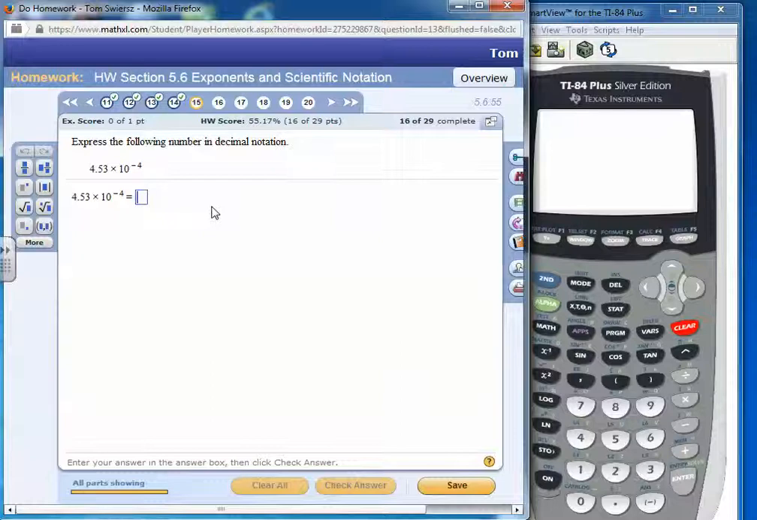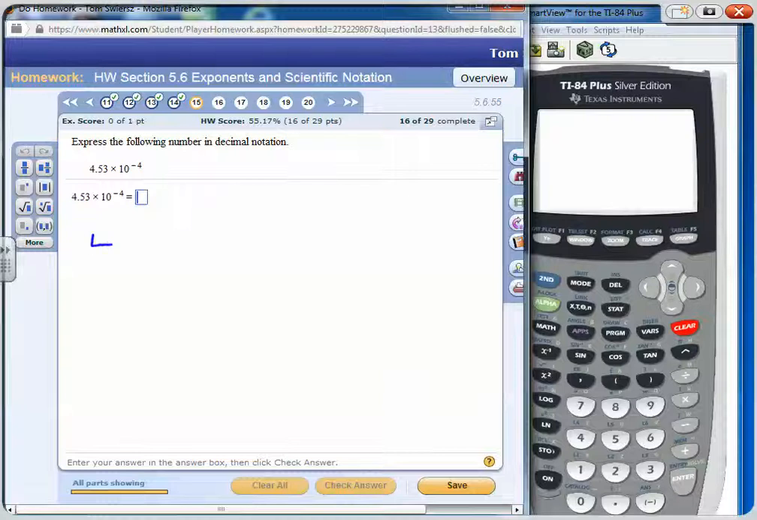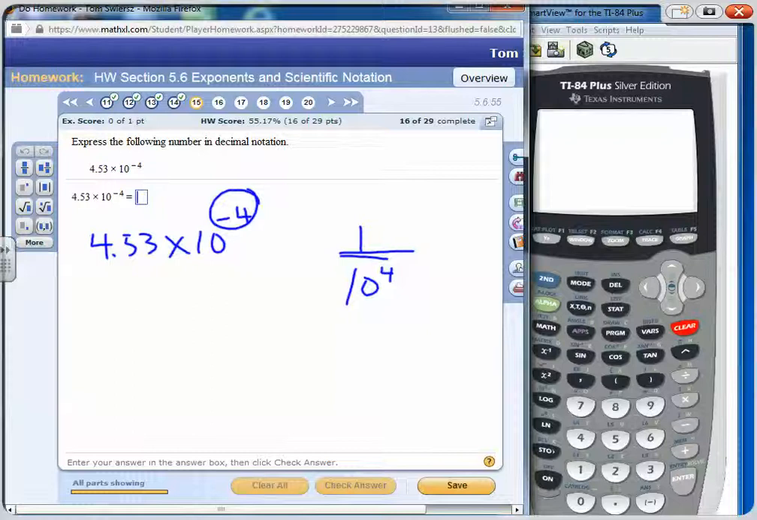Problem 15, now we have a negative exponent, which means we're dividing by 10, so we're going to make the number smaller. So notice 4.53 times 10 to the negative 4. The exponent is negative, so this would really be 1 over 10 to the 4th, so you keep on dividing by 10. When you divide by 10, you move the decimal to the left. Okay, so if we're going to divide by 10 4 times, we're going to move the decimal to the left. We're going to make the number smaller.